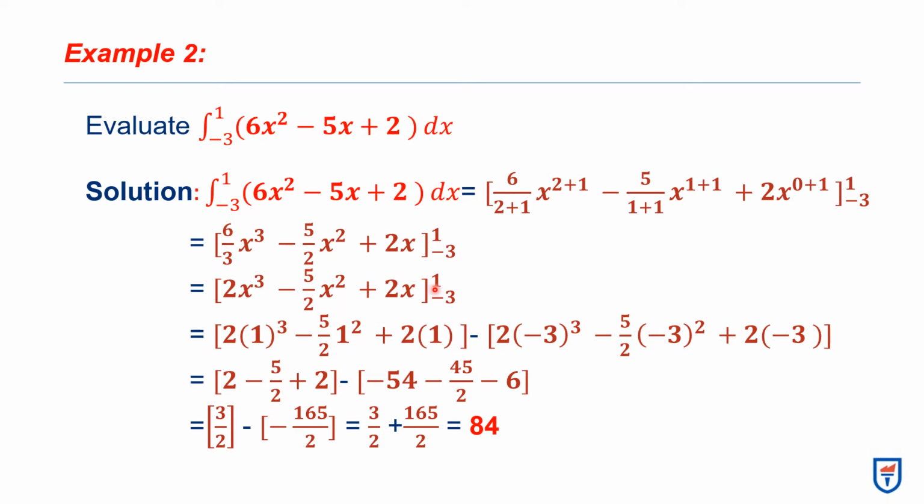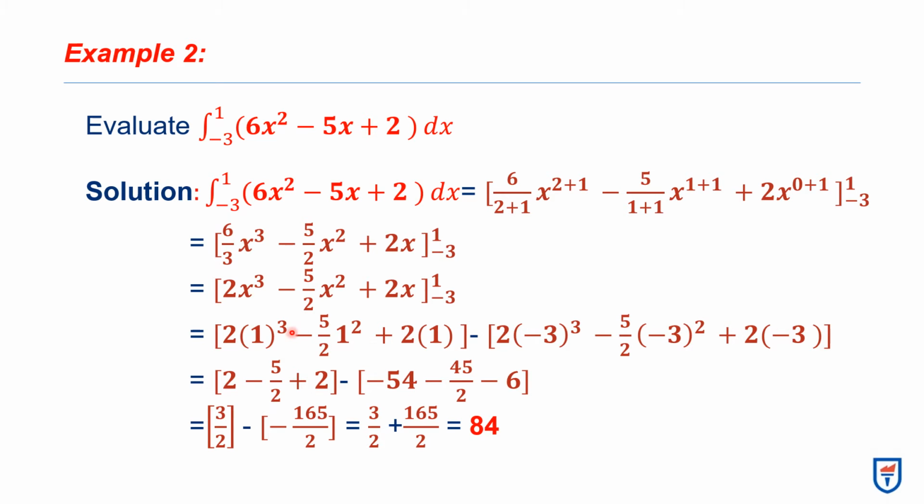And now we substitute our upper limit in our expression. In place of x, we put our upper limit, which is 1. So we end up having 2 times 1 cubed minus 5 over 2 times 1 squared plus 2 times 1. Then we say minus the substitution of the lower limit in the same expression. So we end up having 2 times minus 3 cubed minus 5 over 2 times minus 3 squared, then plus 2 times minus 3.